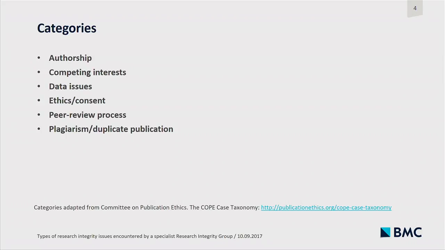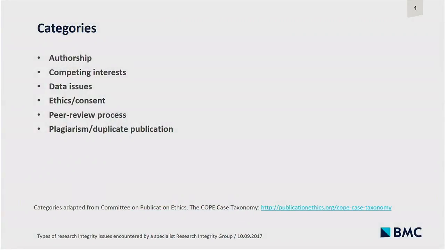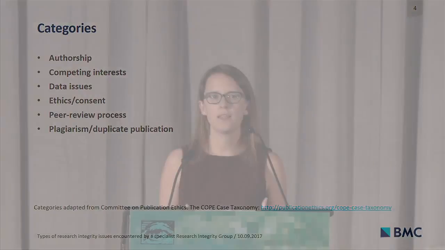So authorship is basically anything relating to authorship. So, for example, authorship disputes, maybe questions of whether there's been authorship for sale or gift authorship or ghost authorship. Competing interests is any allegations of undeclared competing interests. Data issues we've used as a very broad category. So this is anything pertaining to the content or the ownership of the data of the paper.